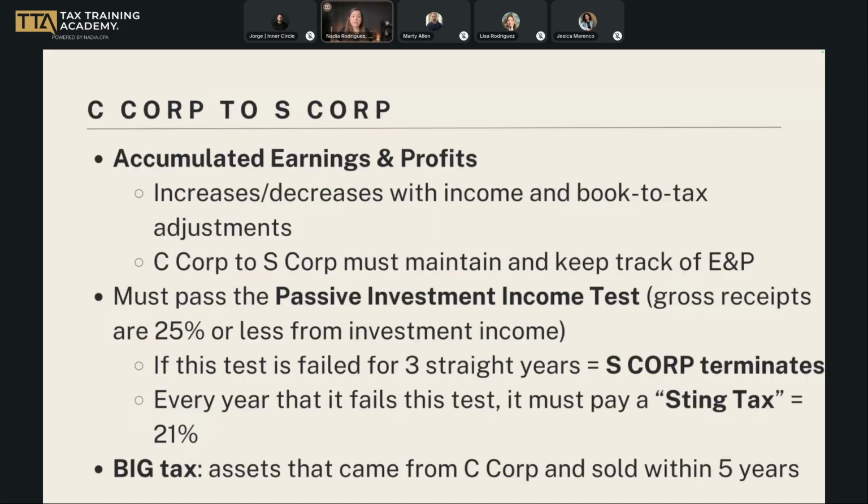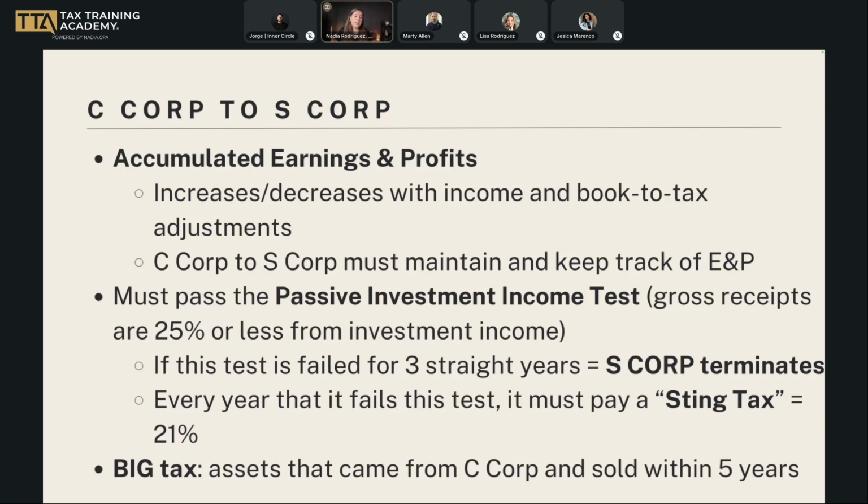We have run through our lessons where we talk about S corporations being flow-through or pass-through entities. They don't pay tax at their level. The only time that we do see tax paid at the S corporation level is when that S corporation used to be a C corporation.